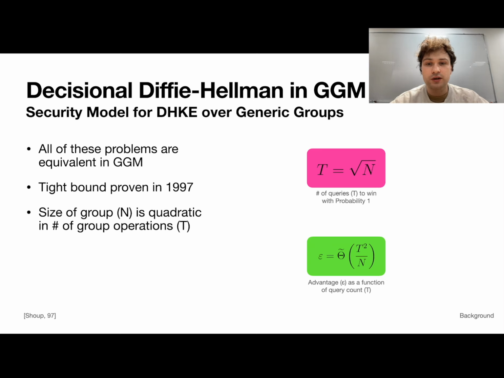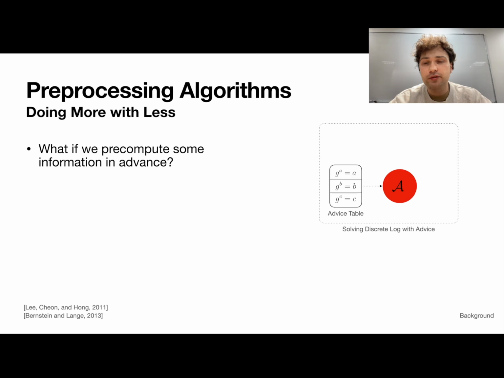What's being said here is not only that the discrete log can be solved in this many group operations, but both the DDH problem and the square DDH problem can be solved in square root n queries. Okay, in the generic group model, the discrete log problem is the fastest way to solve both the square DDH problem and the DDH problem itself.